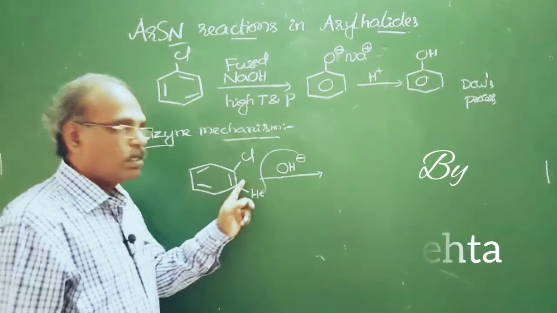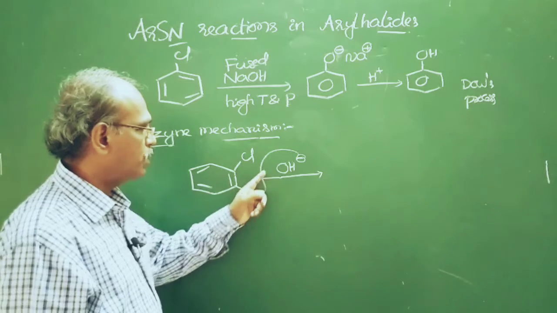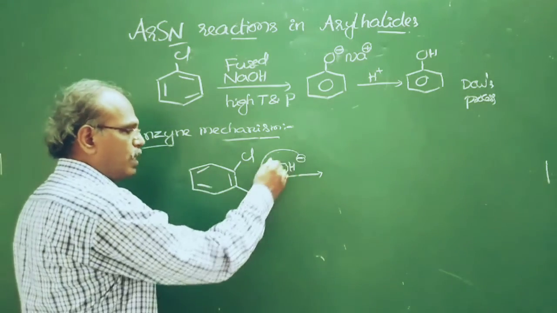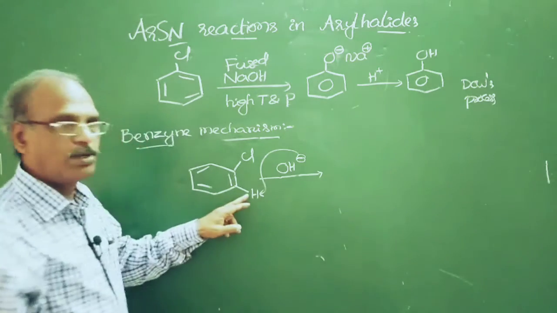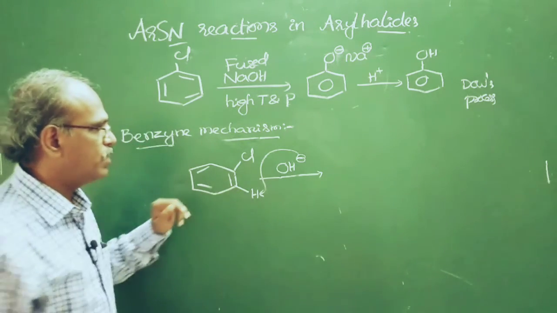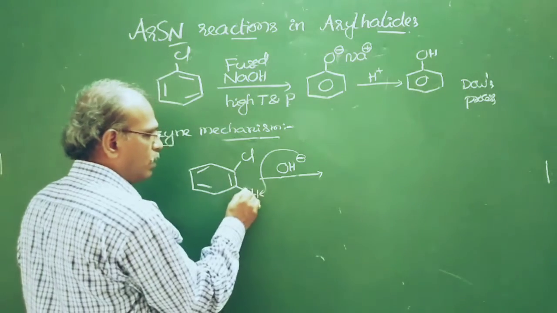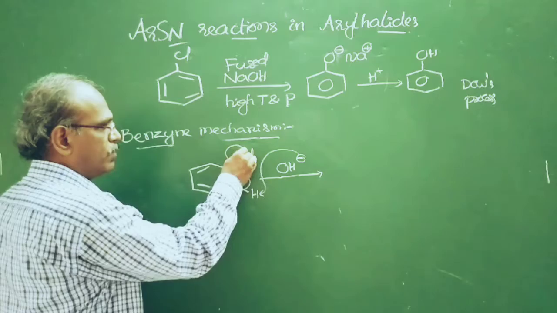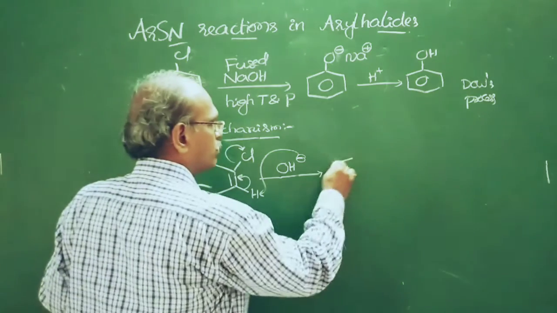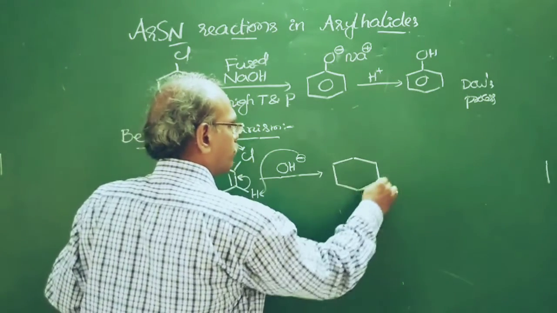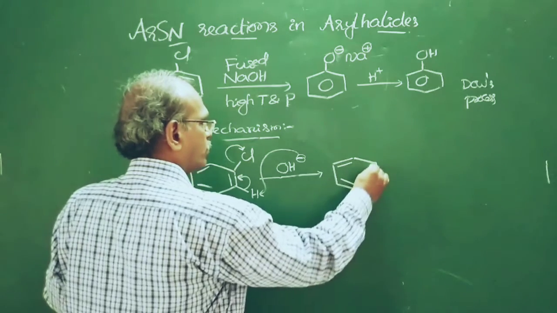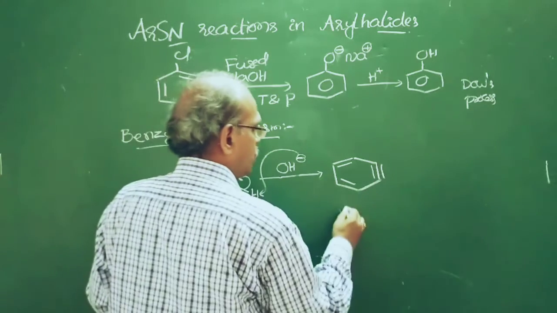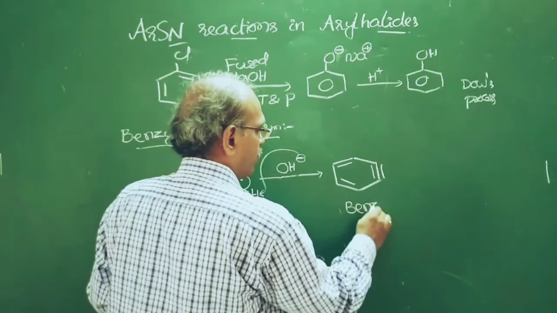See, here is nucleophilic substitution. See the mechanism of this one, the benzyne mechanism. Here this OH minus removes hydrogen as H plus from the adjacent carbon. Simultaneously these electrons move like this, and simultaneously this. See, we get this one. This is benzyne.